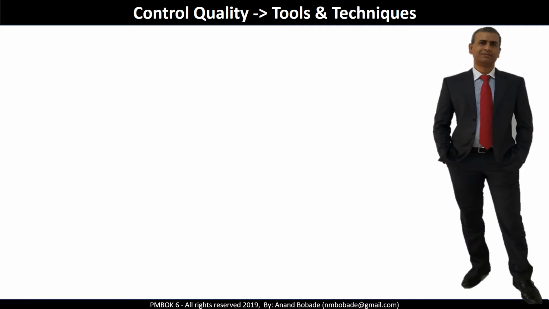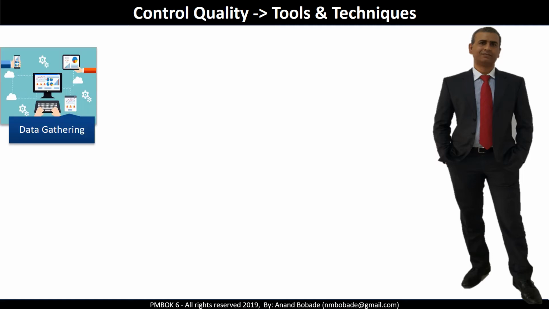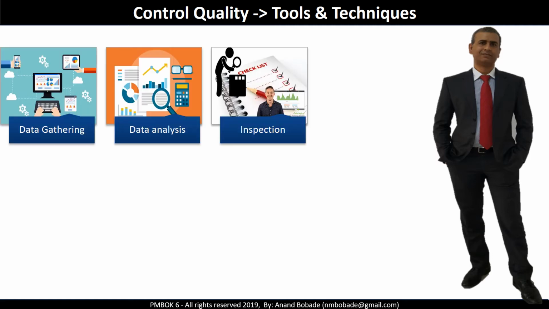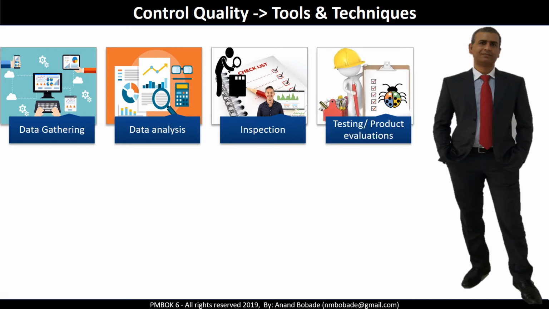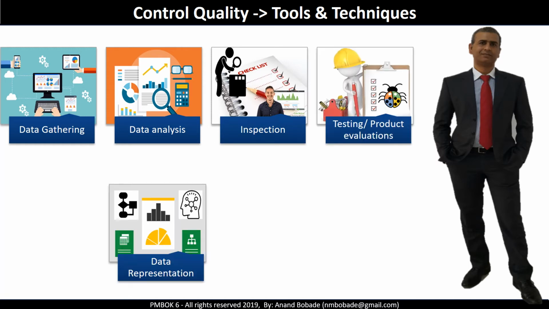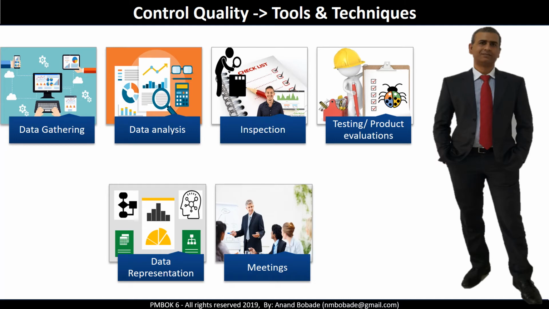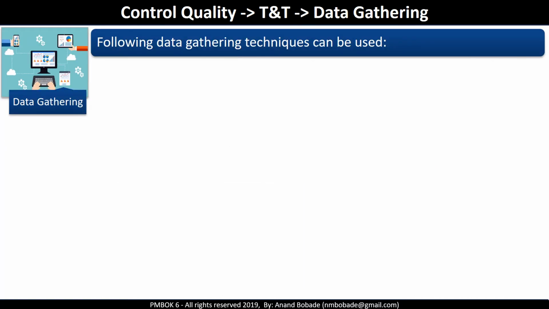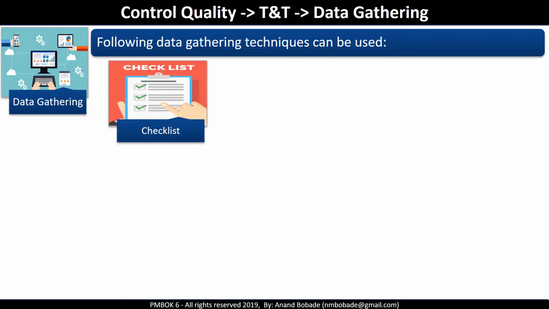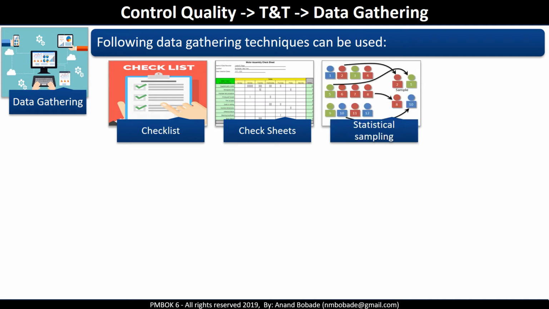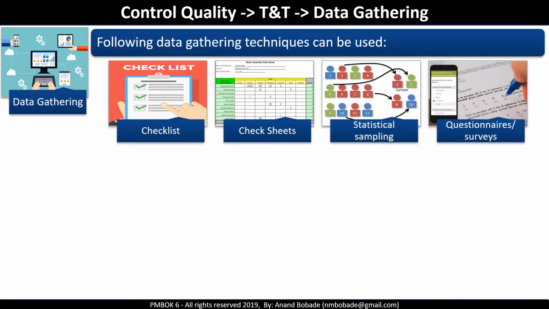Tools and techniques. Again, lots of tools and techniques. To be precise, I think six. Yeah. Data gathering, data analysis, inspection, testing and product evaluation, data representation, and meetings. Let's look into each in detail. Data gathering techniques. Again, so many techniques are here. So we have checklist, check sheet, statistical sampling, questionnaires, and surveys.